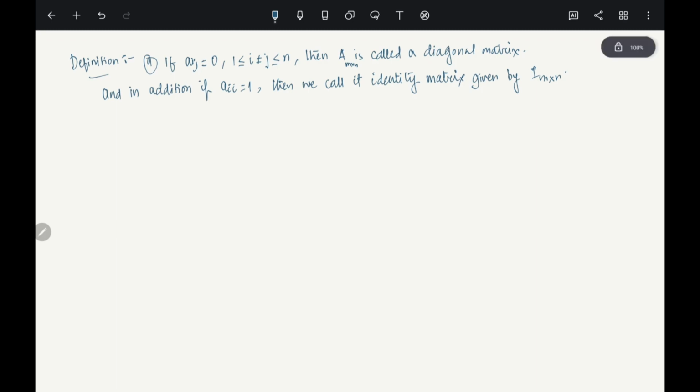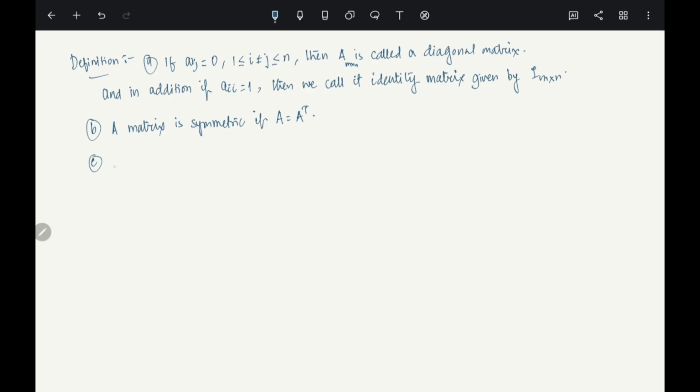Now, we will call a matrix symmetric if A equals A transpose. A matrix is symmetric if A equals A transpose. Okay, and we will see the trace of the matrix.